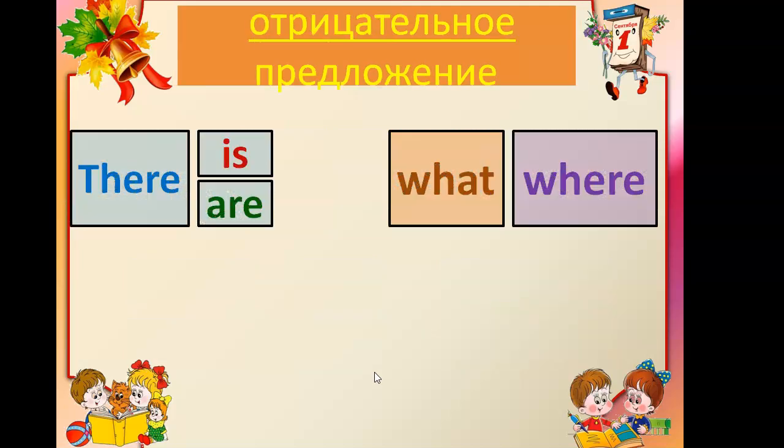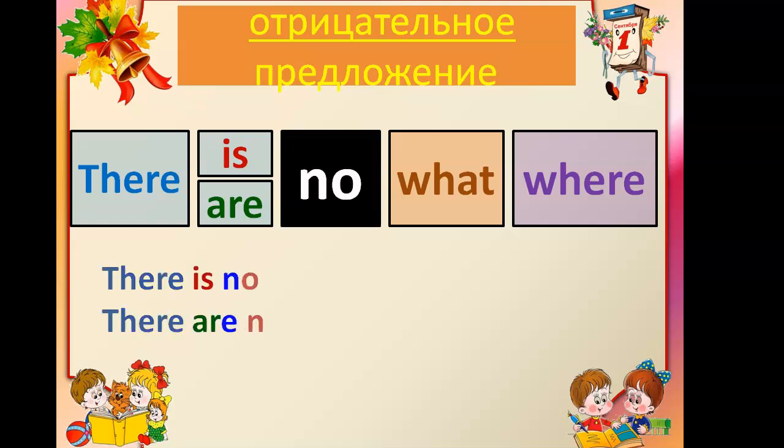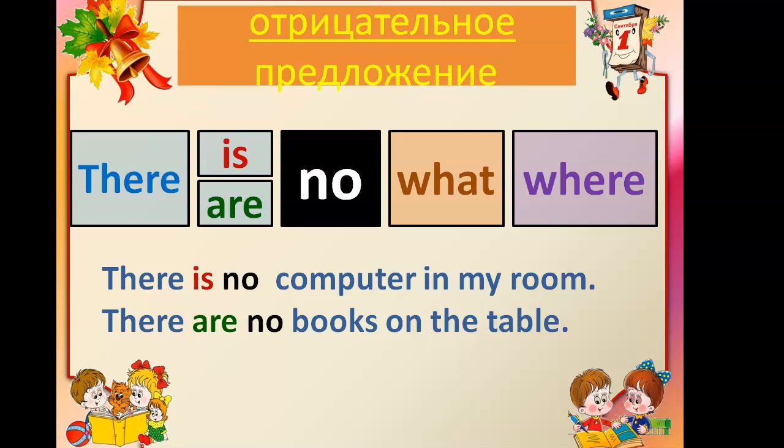Negative sentence. There is and there are. What and where. There is no computer in my room. There is no what, computer, where, in my room. There is no computer in my room. There are no books on the table. There are no what, books, where, on the table.